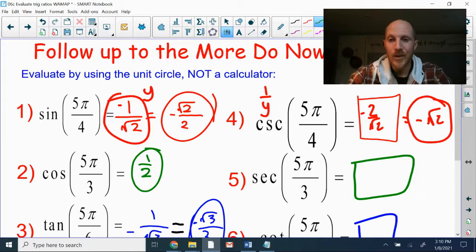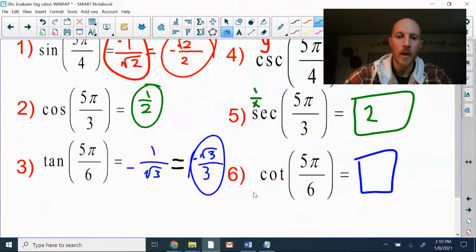Okay, number 5, secant. Secant is the reciprocal of the x coordinate. So secant of 5 pi over 3 is going to be the reciprocal of the answer we got previously for question number 2, cosine of 5 pi over 3. And the reciprocal of 1/2 is going to give us 2. Lastly, cotangent of 5 pi over 6. Okay, cotangent is the reciprocal of tangent.